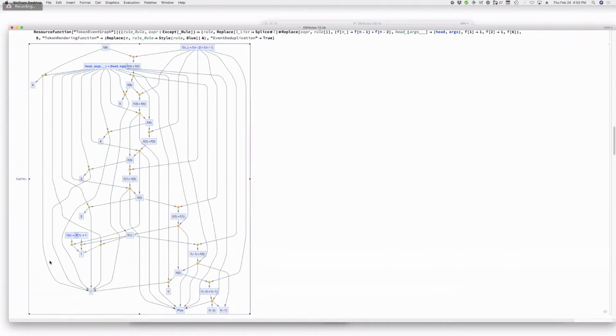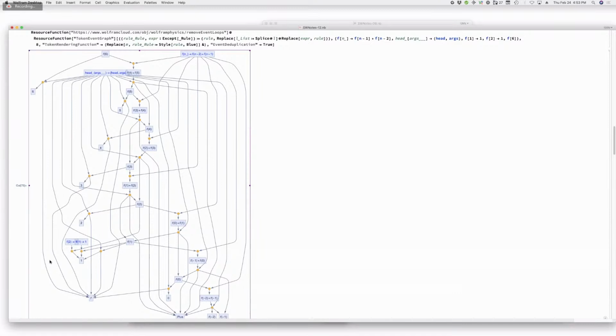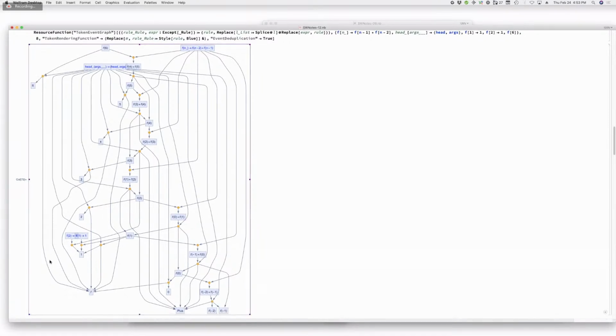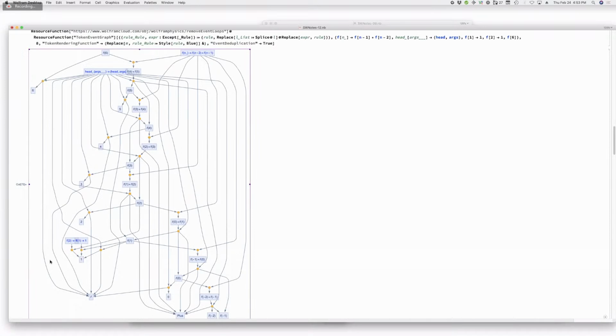Okay, is there an 8 anywhere in this picture? Because that would be a signal of evaluation actually having happened. I believe there is no 8 here.